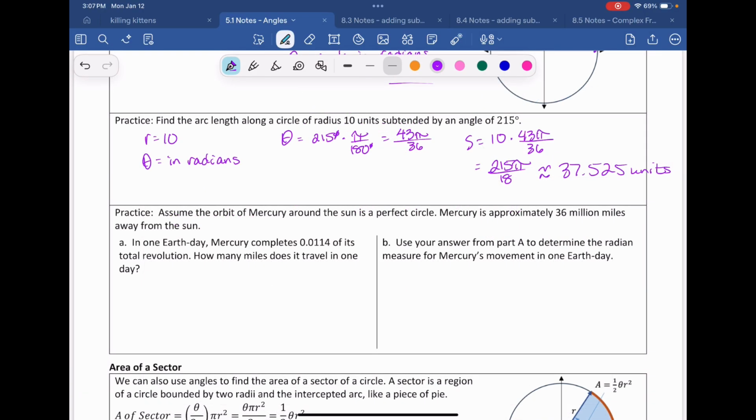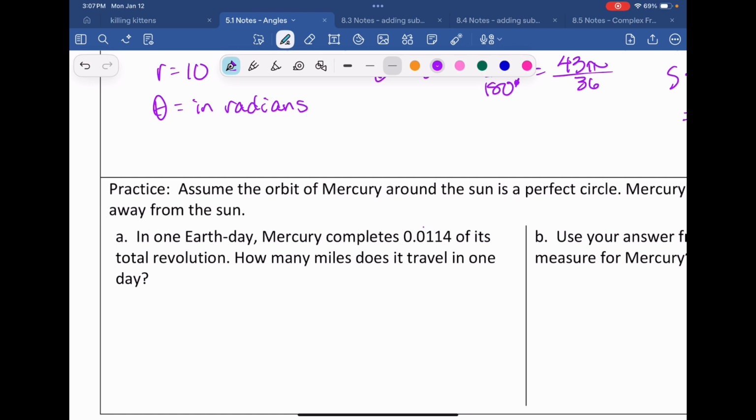All right, assume the orbit of Mercury around the sun is a perfect circle. Mercury is 36 million miles away from the sun. In one Earth day, Mercury completes 0.0114. So it's a fraction, it's just a really bad fraction of its total revolution. How many miles does it travel in one day? So I am finding an arc length, but it's telling me the fraction of its orbit. So I can find the orbit if I know the radius.